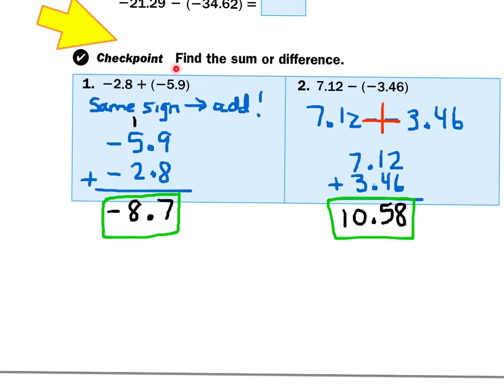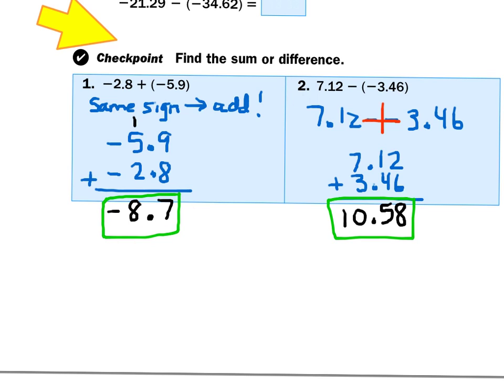Okay, let's look at the checkpoint. Find the sum or difference. Look at number 1. Negative 2.8 plus negative 5.9. Well, they have the same sign, so we're going to add them together. They just join together. So I set it up, negative 5.9, and underneath it I write negative 2.8. Notice how the decimals line up, and I just add them together. And that gave me negative 8.7.